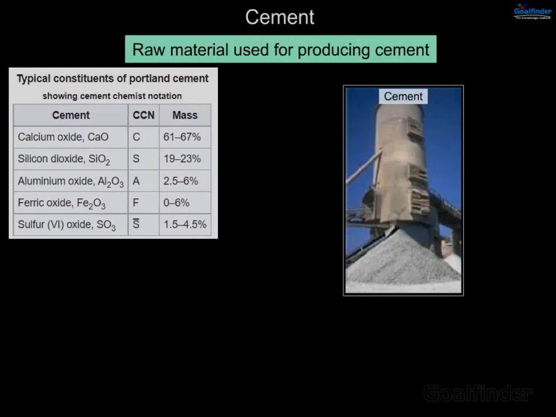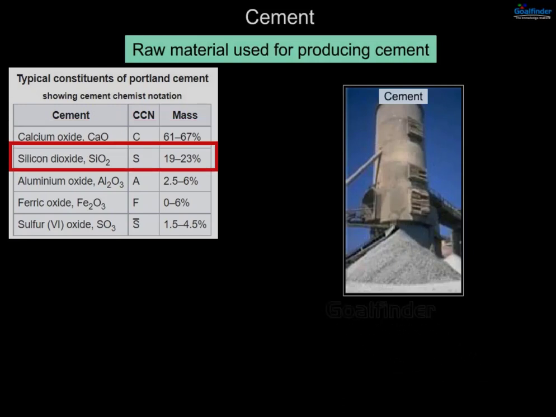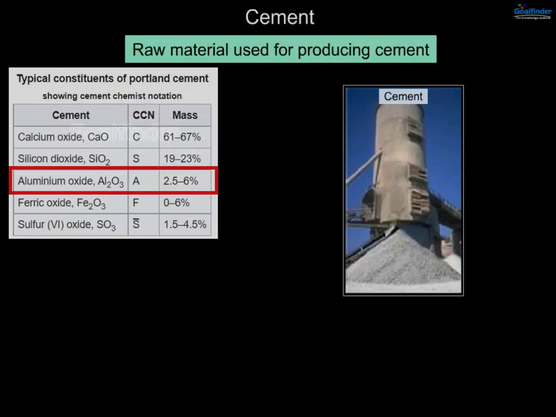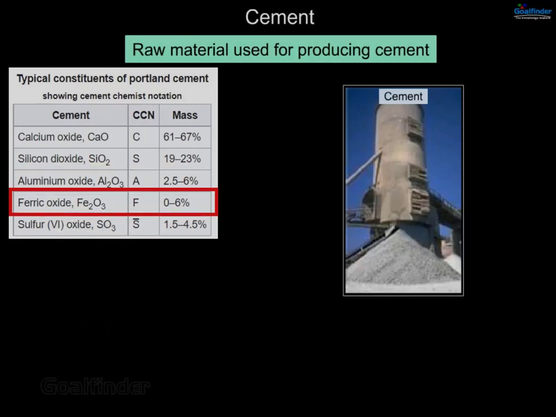The typical constituents of Portland cement are calcium oxide, approximately 61 to 67% of the mass, silicon dioxide, about 19 to 23%, aluminium oxide, 2.5 to 6%, ferric oxide, 0 to 6% of the mass, and sulfur oxide, 1.5 to 4.5%.